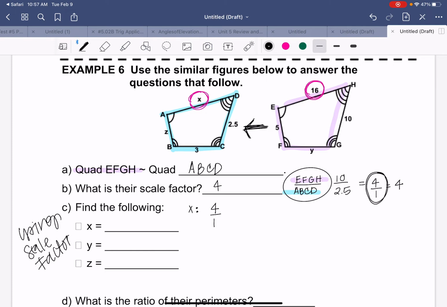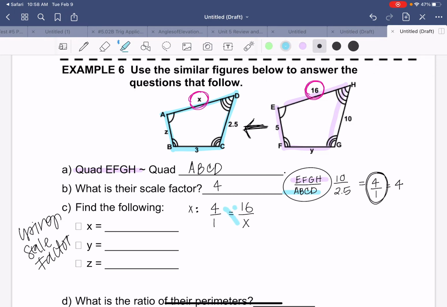Because these figures are similar, the scale factor between every side is going to be the same. That's why we use scale factor as our first ratio. So 4 over 1 is our scale factor, and we set it equal to the side we're trying to find and its corresponding length. Remember, it's purple over blue. Because I'm trying to find x, I need to pair it with 16, and it's bigger to little. So then we're going to do 16 over x. Staying consistent with the ratio is like a quarter of the battle. If we can't get that right, guys, it's going to be hard to be correct.